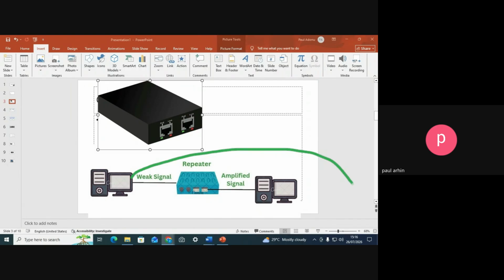It can't, because by the time it gets here, the signal is going weak already. What is coming from here, by the time it gets here, it is too long for it in the cable. So it will begin to go weak, and it can drop.